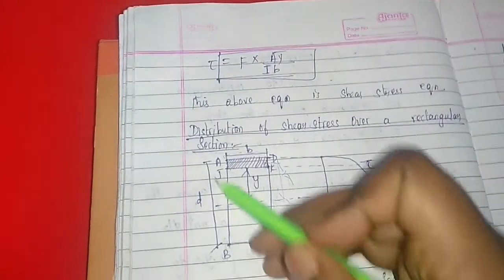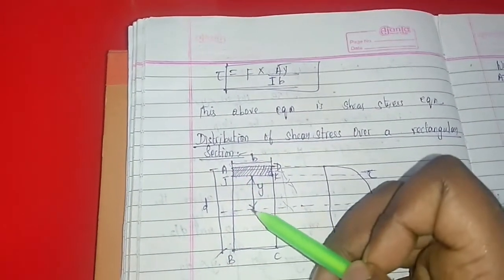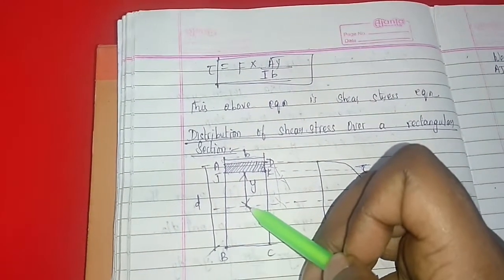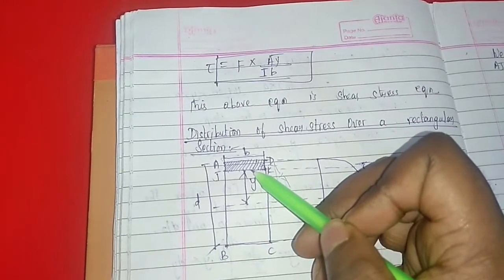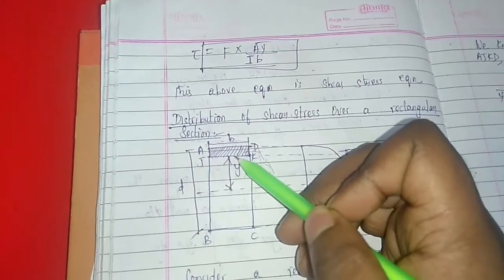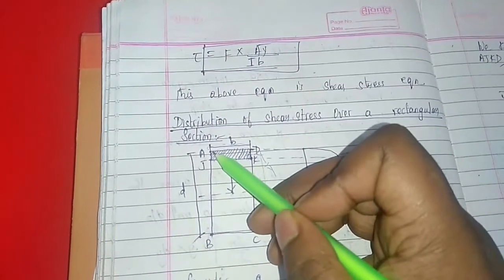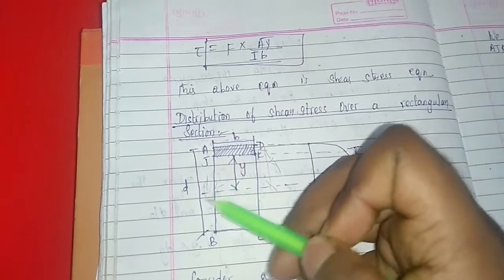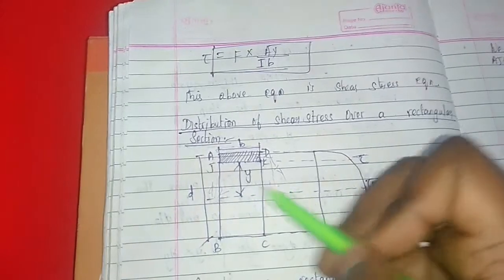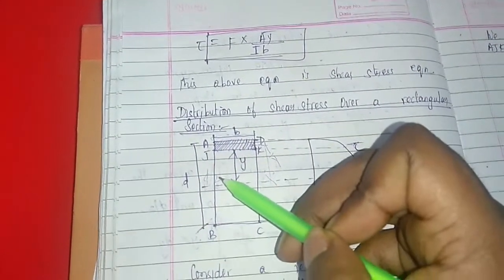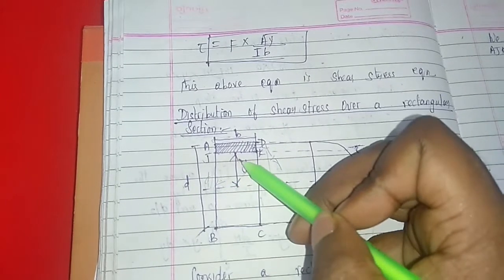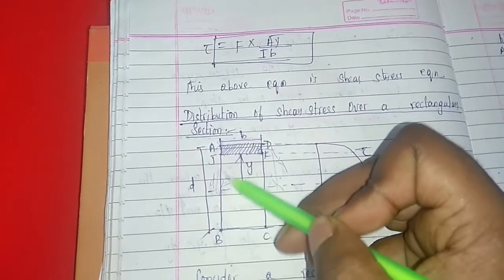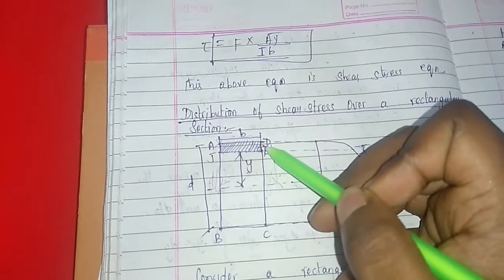Your total height is D, and the height from the neutral axis to the bottom of this shaded area is Y. The height from the top of the beam to the neutral axis will be D by 2, since the neutral axis is in the center. So the height from here to here will be D by 2 minus Y.